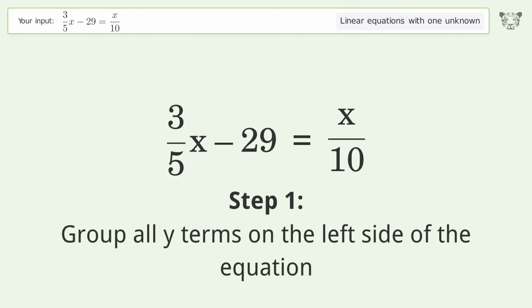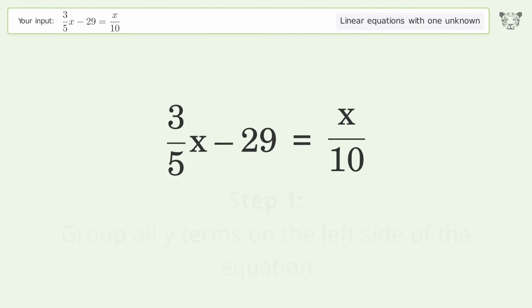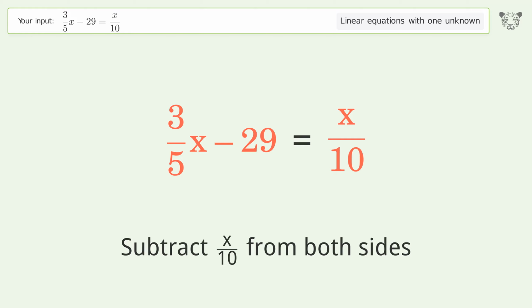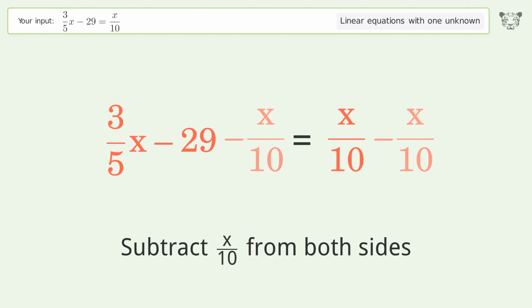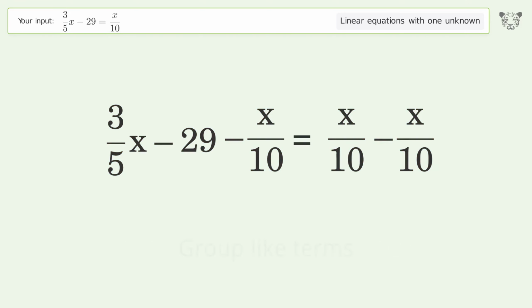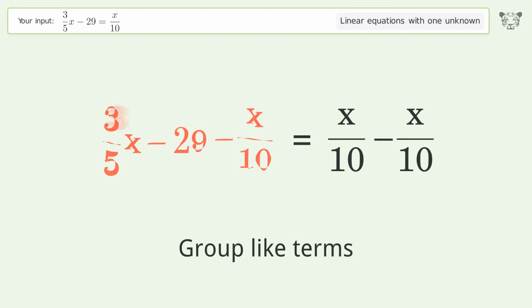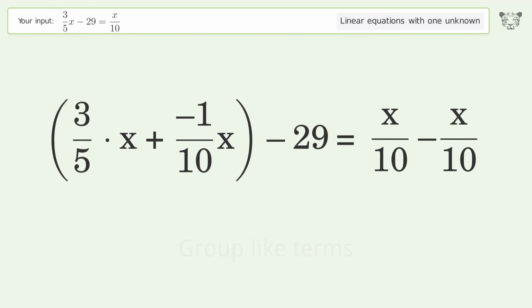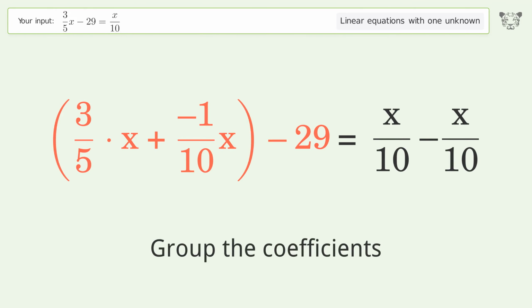Group all y terms on the left side of the equation. Subtract 10 over 10 from both sides. Group like terms. Group the coefficients.